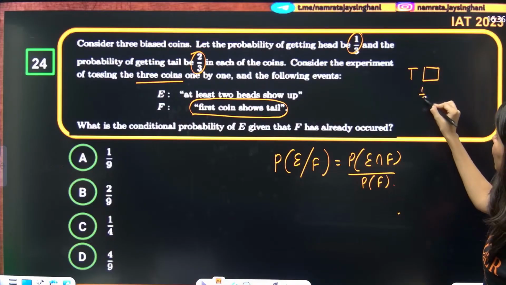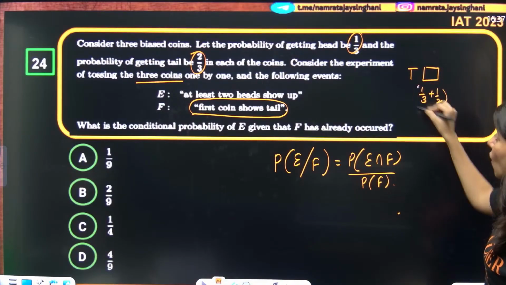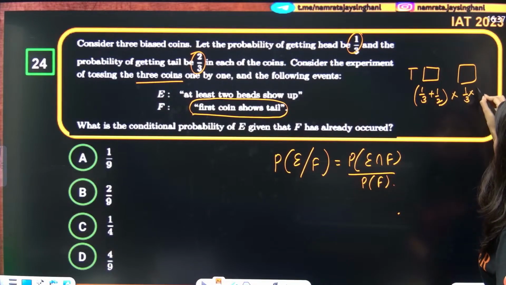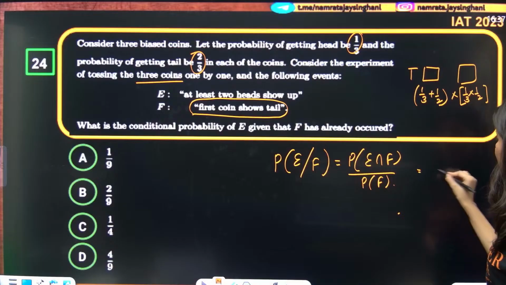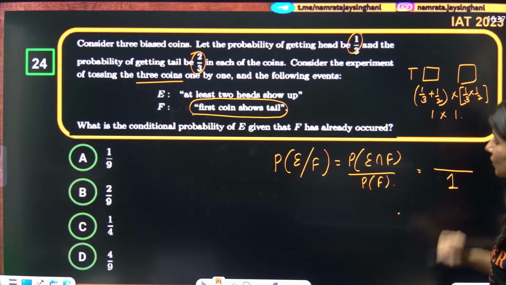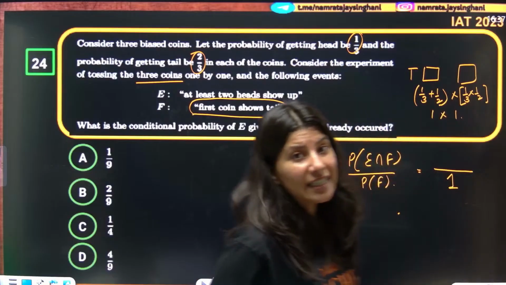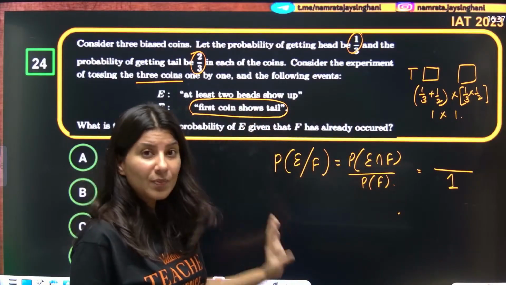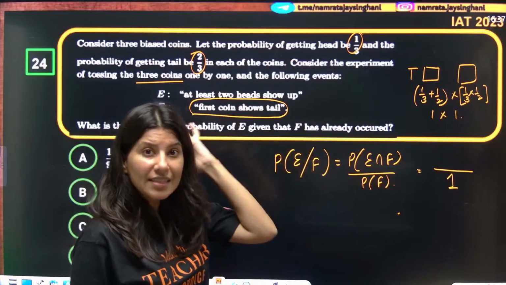So 1 by 3 plus 1 by 2, head or a tail. Multiply. Here also head or a tail. So probability of F is actually coming out as 1. Can you see? This is also 1 and this is also 1. Now probability of E intersection F. F is first piece is tail. Second and third are head or tail, head or tail.